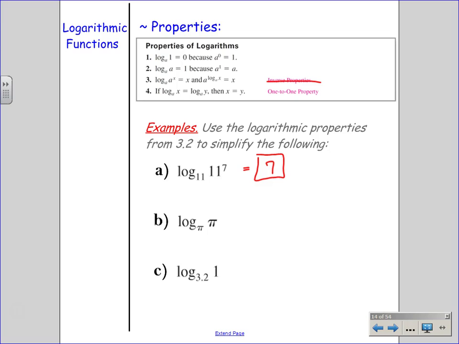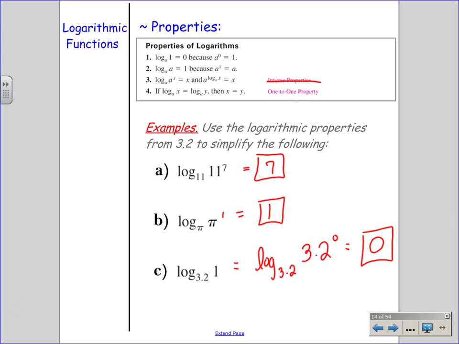This one's a little harder because there's nothing. Wait, hold on. It's pi to the 1. Oh yeah, that's just 1. Pi is what power of pi? 1. Now, this one's a little bit harder, but let me rewrite 1 as 3 to the 0. Anything to the 0 will always be 1. So any log of 1, there's a property for that. Any log of 1 is always that base raised to the 0. So you're going to use the properties up above in order to solve.